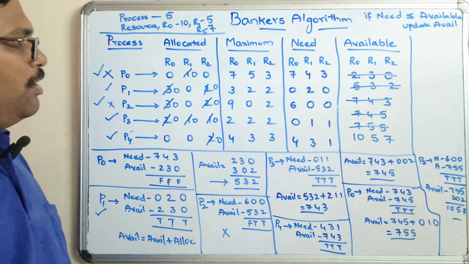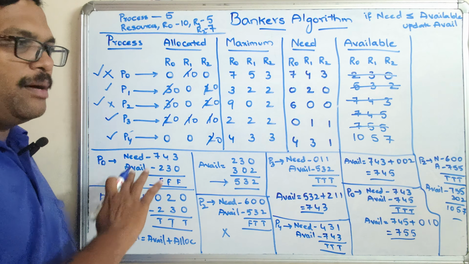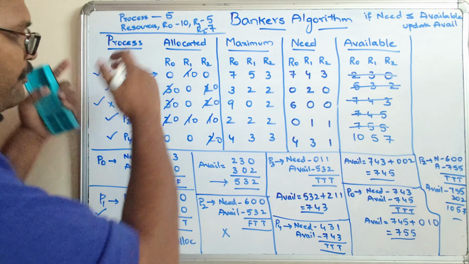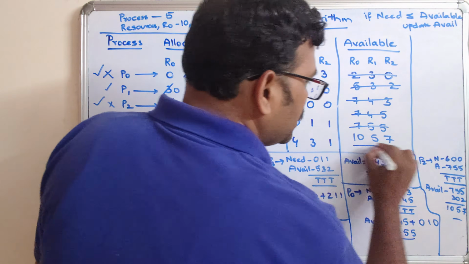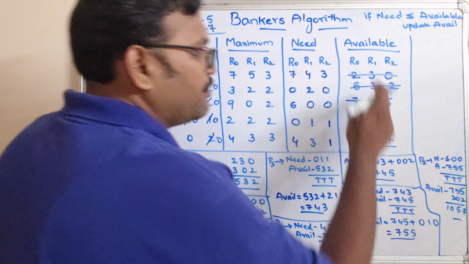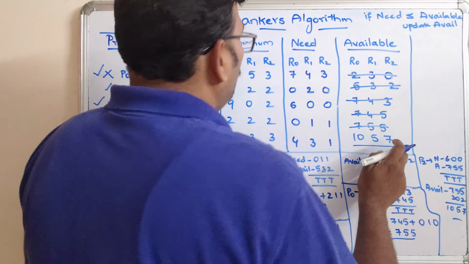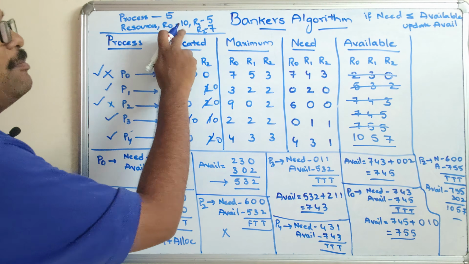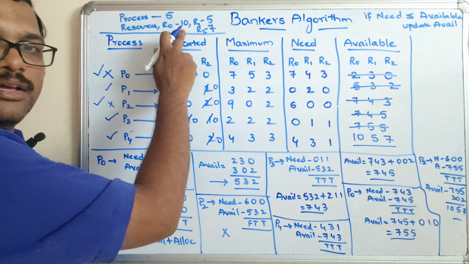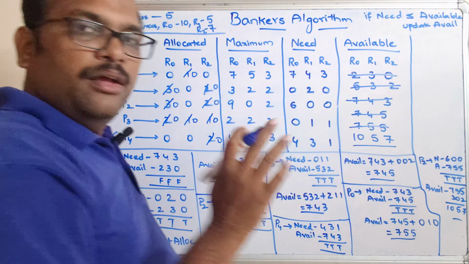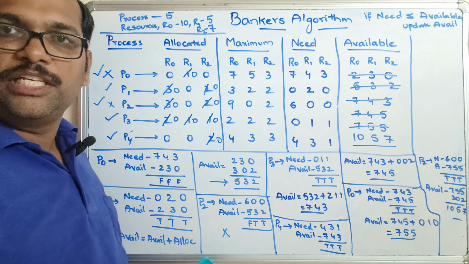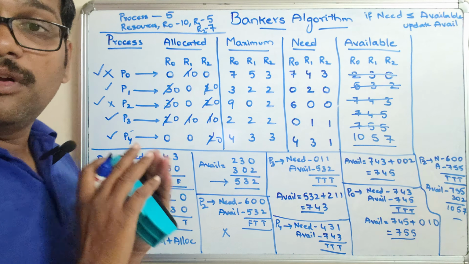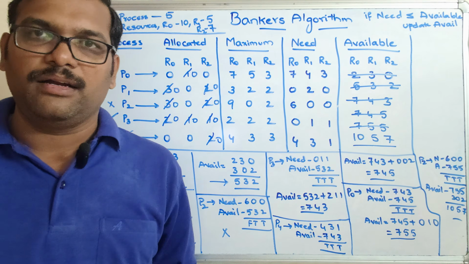Now you can observe all the processes have completed their execution. After completion of this execution, what are the available resources? You can see R0 is 10, R1 is 5, R2 is 7, which are the available resources here, right? So we can simply say that it is in a safe state. The situation is in a safe state, so deadlock will not occur.